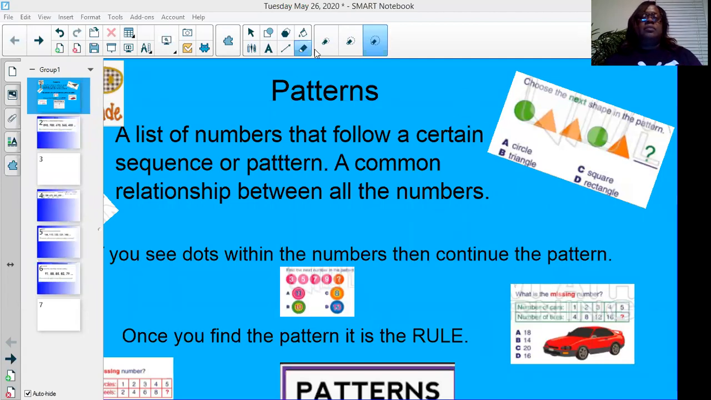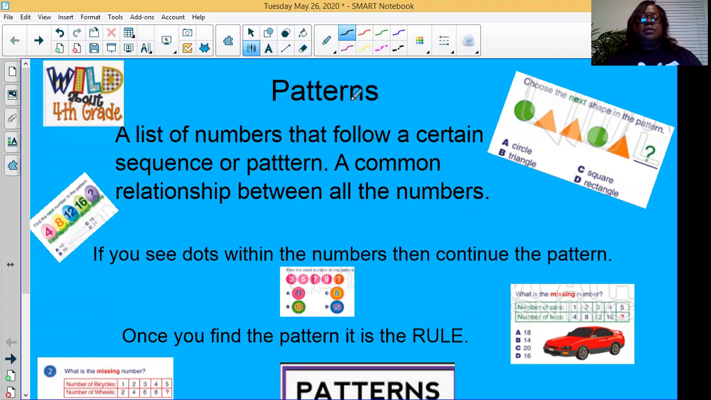Okay, today we're going to be talking about patterns. And I know you remember patterns from way back in pre-K, maybe when you had the little linking cubes that you put together in different colors to show different patterns. So let's look at the definition of patterns. In fourth grade, we talk about patterns as a list of numbers that follow a certain sequence or pattern, a common relationship between all the numbers. You have to figure out what that common relationship is, and once you figure it out, we call that the rule.